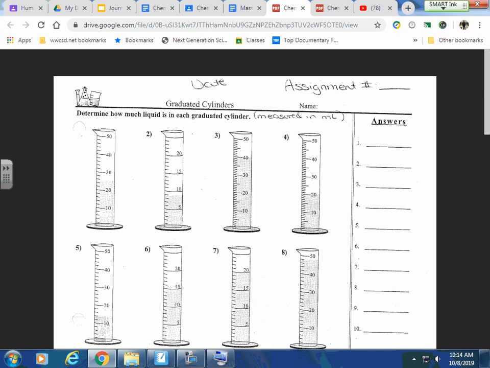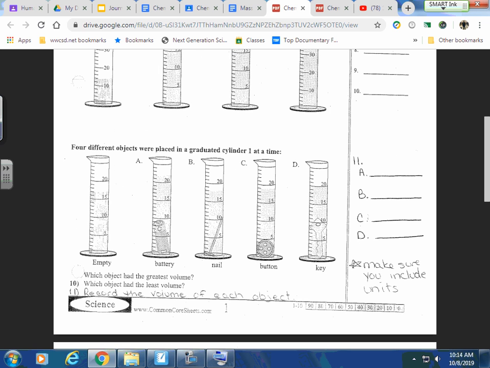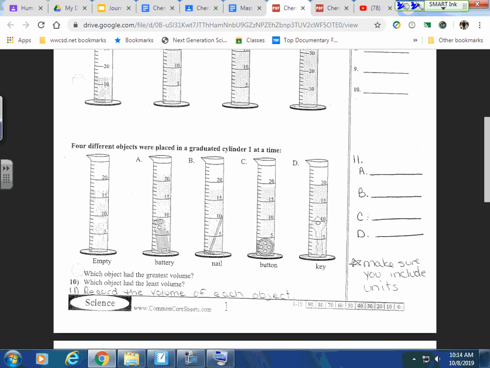But on the back side, oh, displacement. Okay, so displacement. We start with a certain amount. We add an object. How much did the volume change? What's the difference between those two? That is the volume of the object. Okay, so if it started at 17 and went up to 22, that has a volume of 5 milliliters.